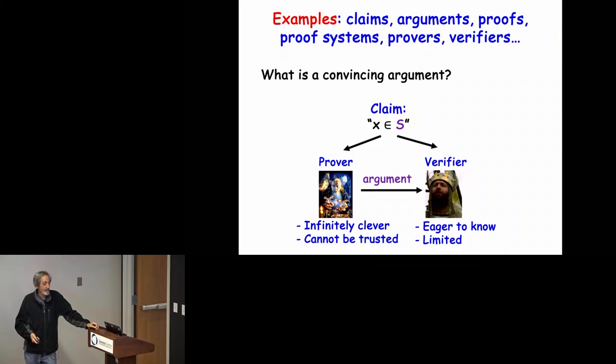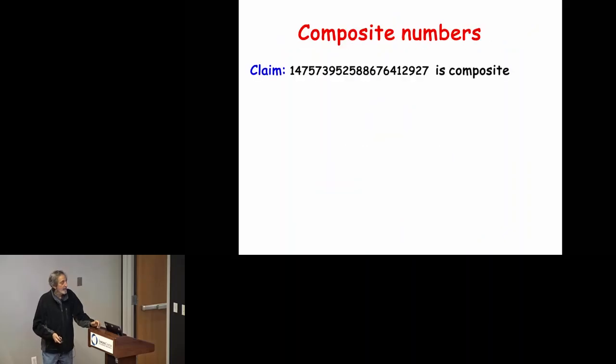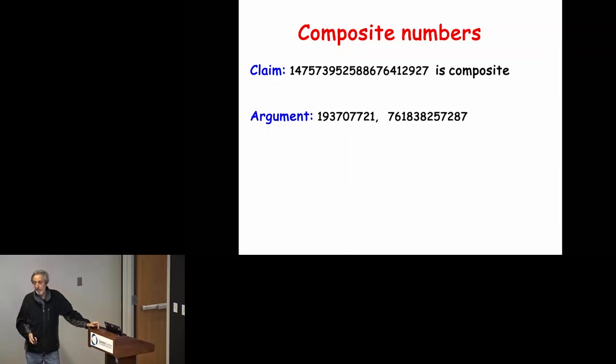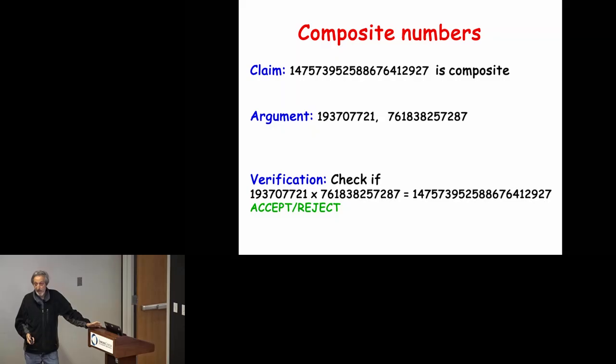So let's see some examples. This is basically a high-level view of proof systems. Here's the proof system for composite numbers. A typical claim is this number is composite. Here's an argument for it: two smaller numbers that multiply to this one. And a verifier would just do the multiplication and figure out whether it gives back the input, right? So this is clearly sound and complete.